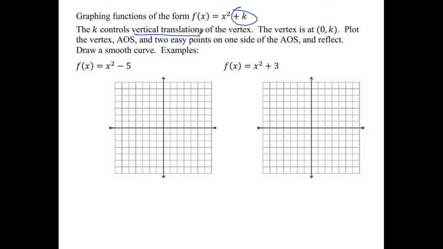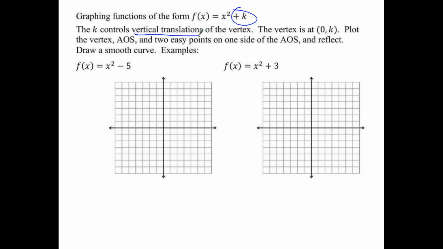Plot the vertex, the axis of symmetry, and then easy points on one side or the other of the axis of symmetry, just depending on which points you think are going to be easier to work with. And then reflect and draw a smooth curve, just like we were doing before. Really easy stuff. So, f of x equals x squared minus 5.